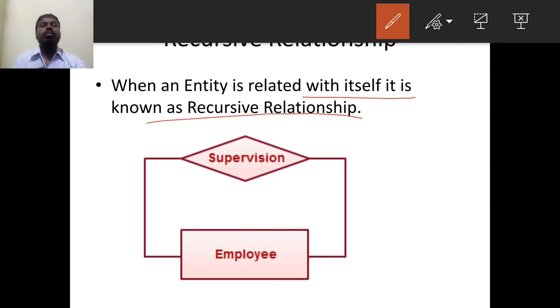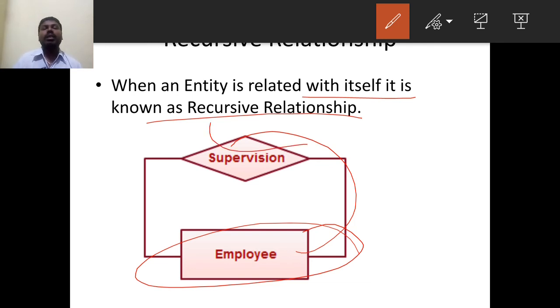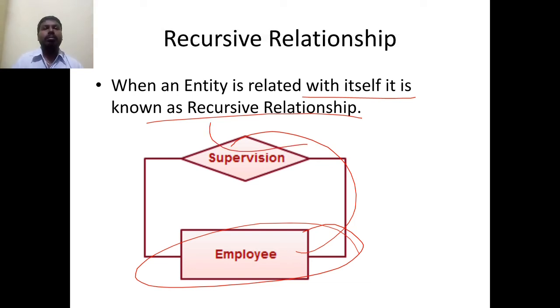You can see this example, employee. An employee also acts as a supervisor. Understand? Which is called a recursive relationship.